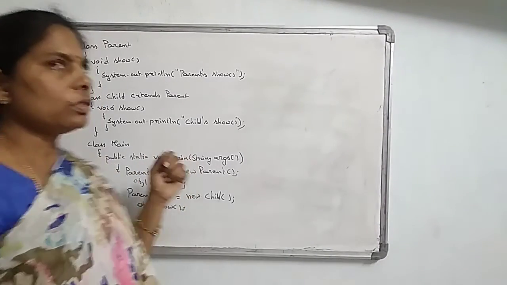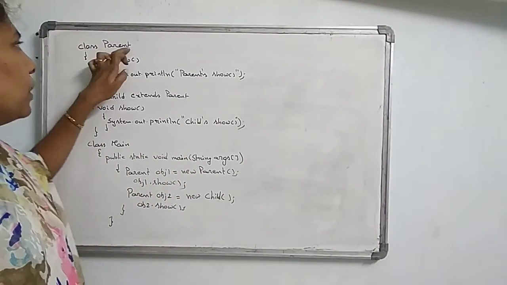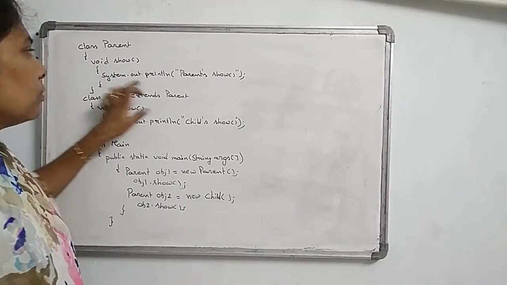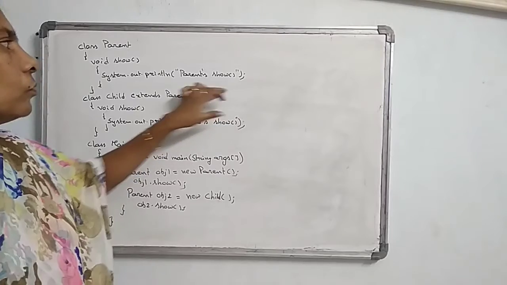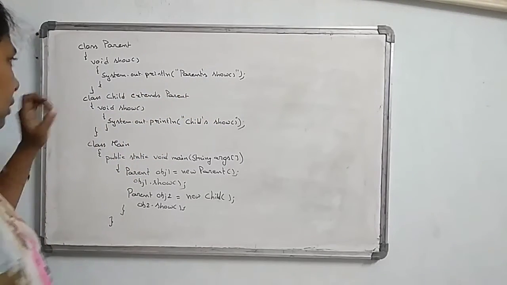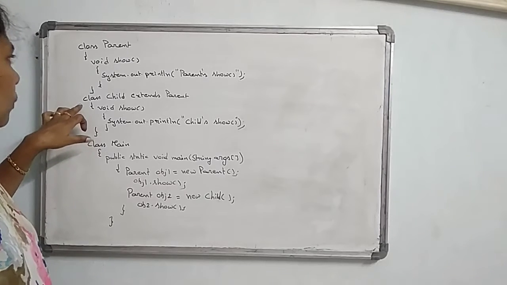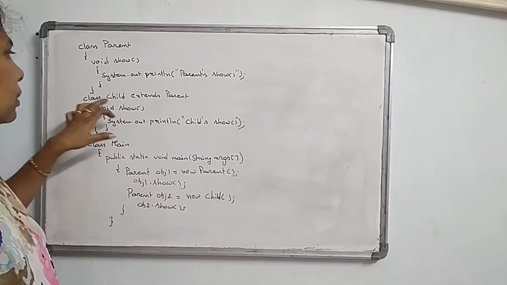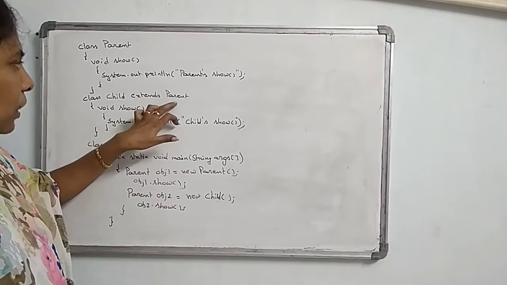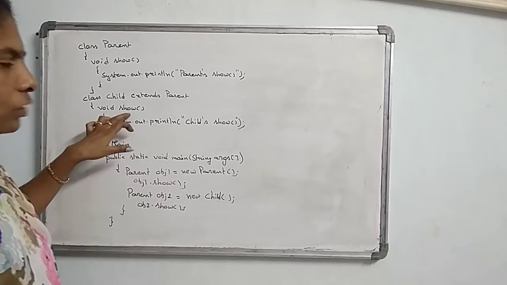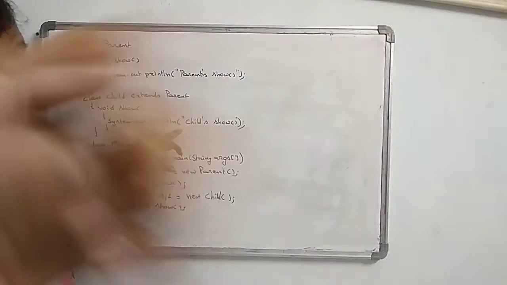So the example is class Parent. In that I am taking one method, void show, System.out.println("parent show"). That means this show method is in the parent class. And class Child extends Parent. So that means Child is the subclass of the Parent. In that case I am taking class Child extends Parent, void show, System.out.println("child show").